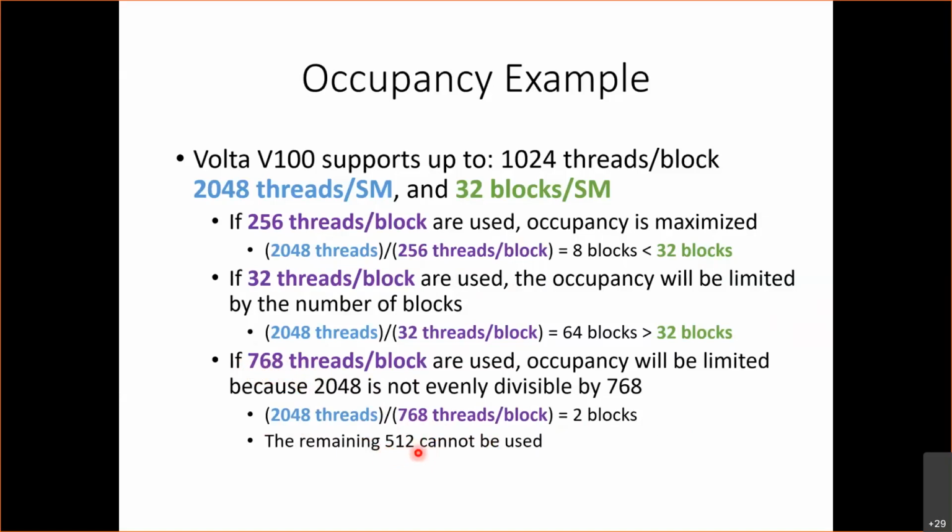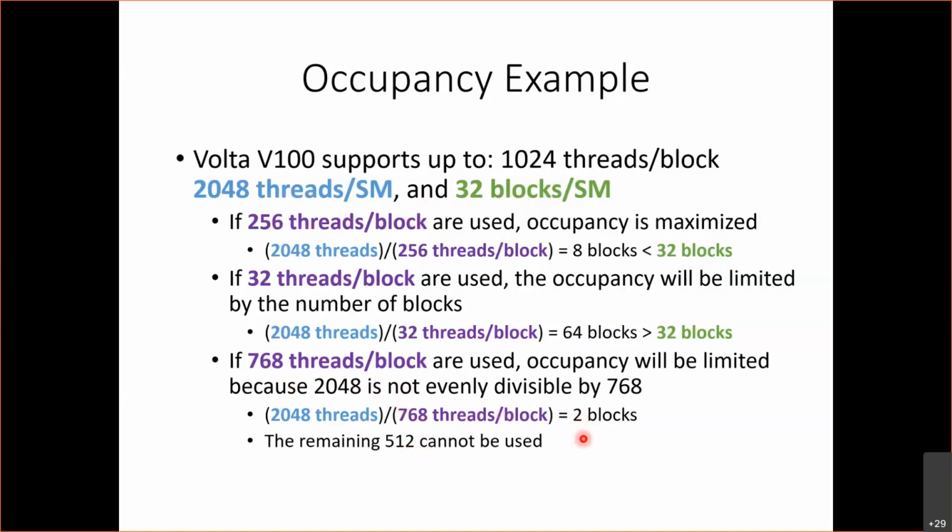So when we pick the number of threads per block, we need to make sure that this number is able to fully utilize the SM by making sure that my blocks per SM is not exceeded, and also by making sure that my threads per SM is divisible by my block size.